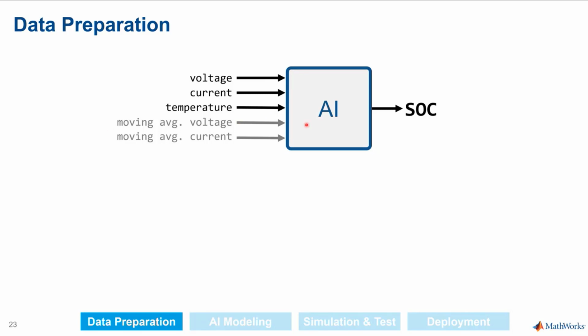So we added another feature as input, which is the moving average of the voltage and the moving average of the current. Because we know as domain experts that this might have an impact on the state of charge. So we want to help the AI model to be able to predict the state of charge.